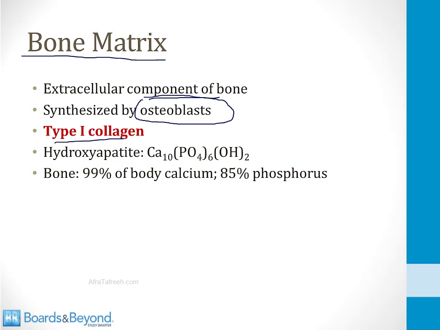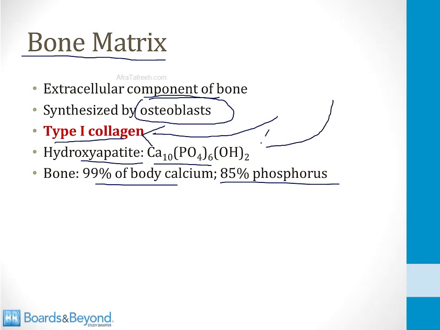In the cell biology section in the video on connective tissue, I talk in detail about collagen, and it's type 1 collagen that you find in bone. The other major component of your bone matrix is hydroxyapatite. This is a crystalline structure that contains calcium and phosphorus, and 99% of your body's calcium and 85% of the body's phosphorus is found in bone, and it's found in hydroxyapatite, which is made by the osteoblasts.